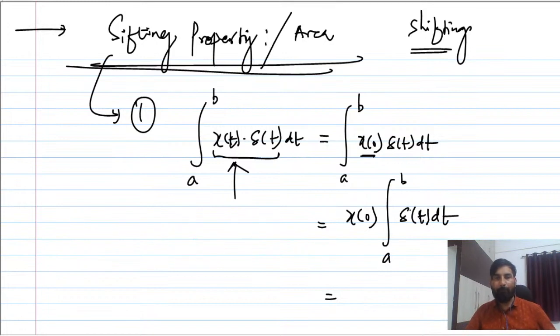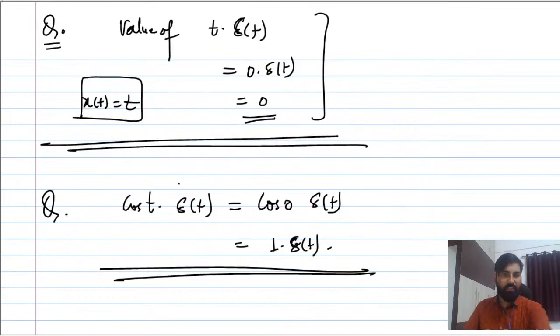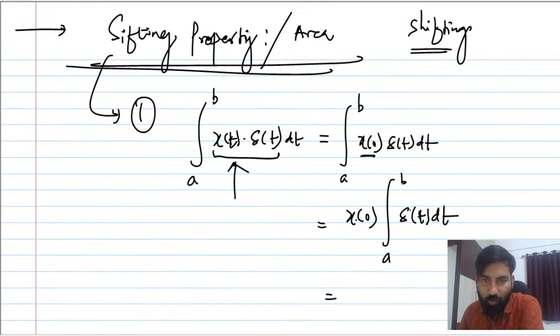Okay, now the thing is here, you see what we have got here. Now what can this be? It can be 1, it can be 0 as well. Okay, there are two possibilities.